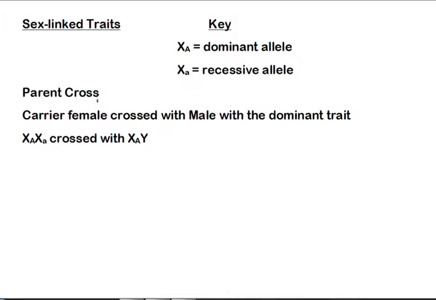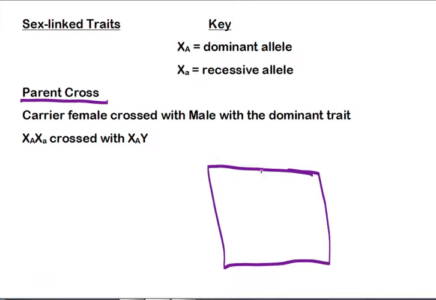the X chromosome and a recessive allele attached to the X chromosome. For this cross, we're going to look at a carrier female crossed with a male carrying the dominant allele on his X chromosome. So to set this up, you draw your square.